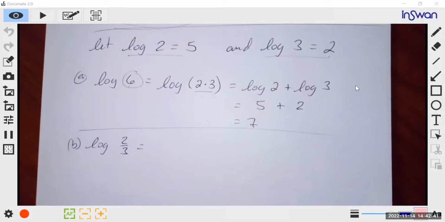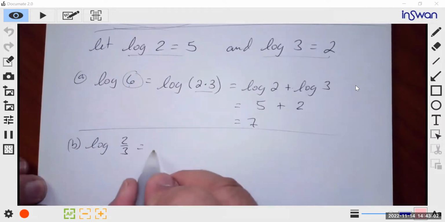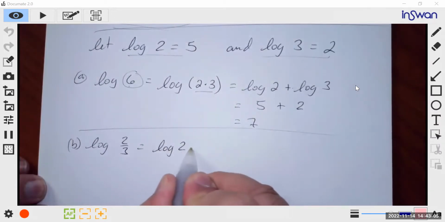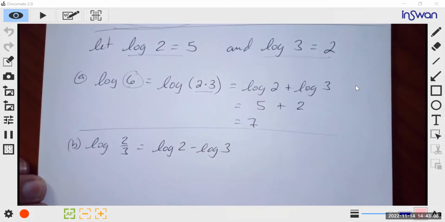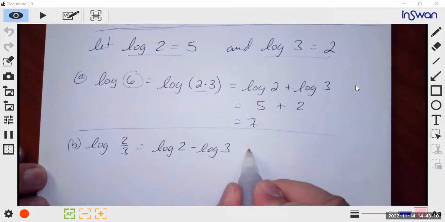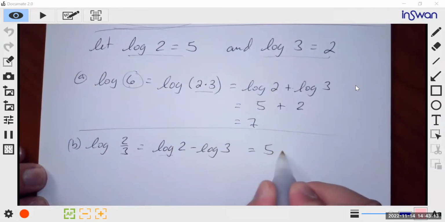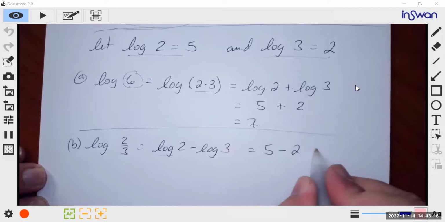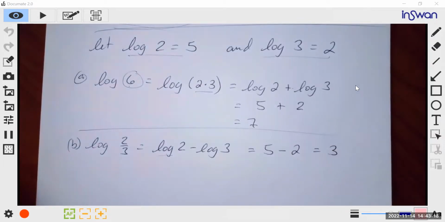How about that one? Log of 2 over 3. So what properties do we have here? We only have 3 properties. Quotient. Log 2 minus log 3. Log 2 is 5 minus log 3 is 2. 5 minus 2 is 3.